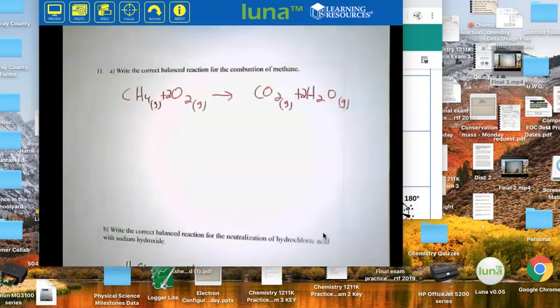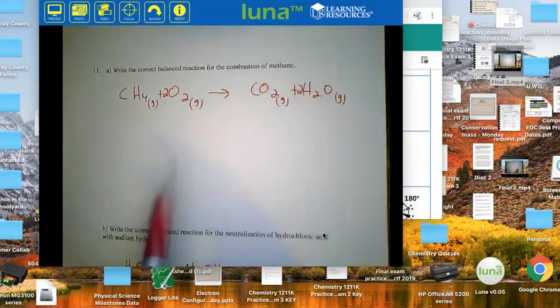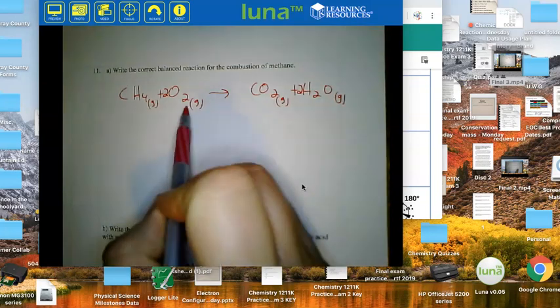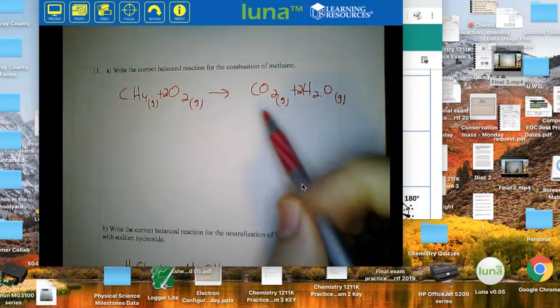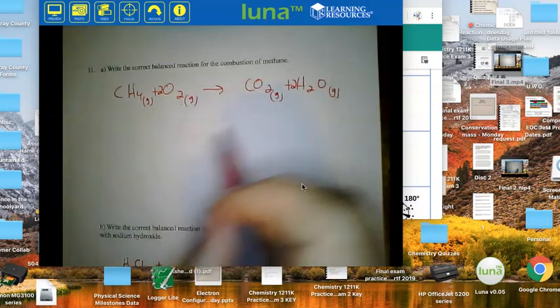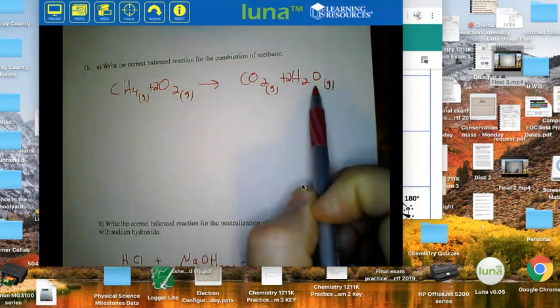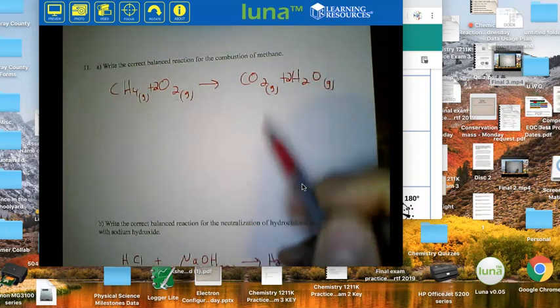Number 11, write the correct balanced reaction for the combustion of methane. So I know with the combustion reaction, methane and oxygen are the reactants. When I have a hydrocarbon combustion reaction, the products are always carbon dioxide and water. So here we have 2 oxygens, here we have 3, okay? So we're having to balance this out here.